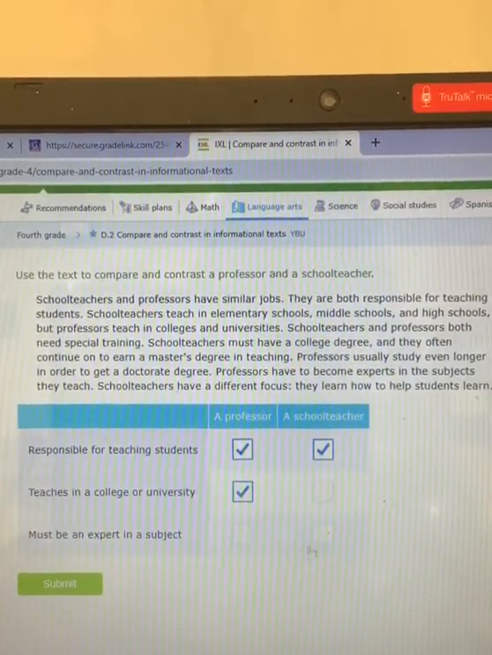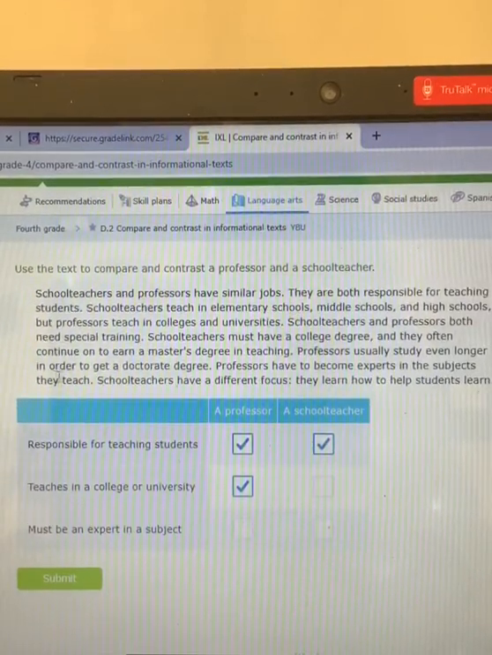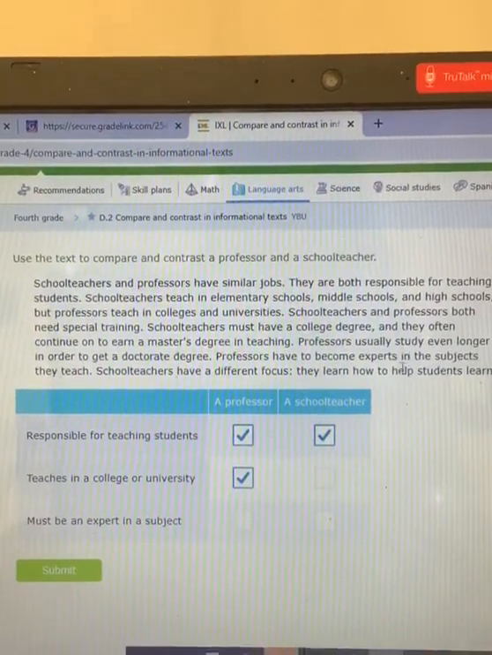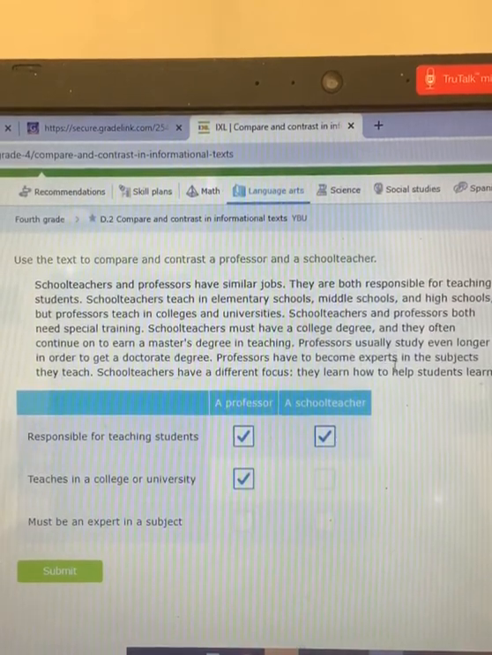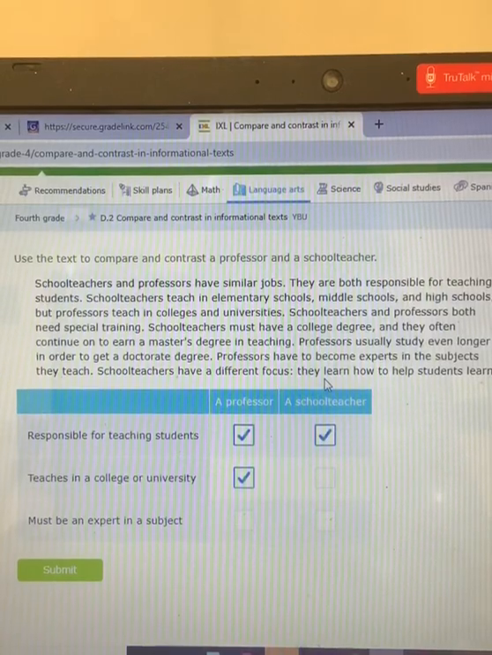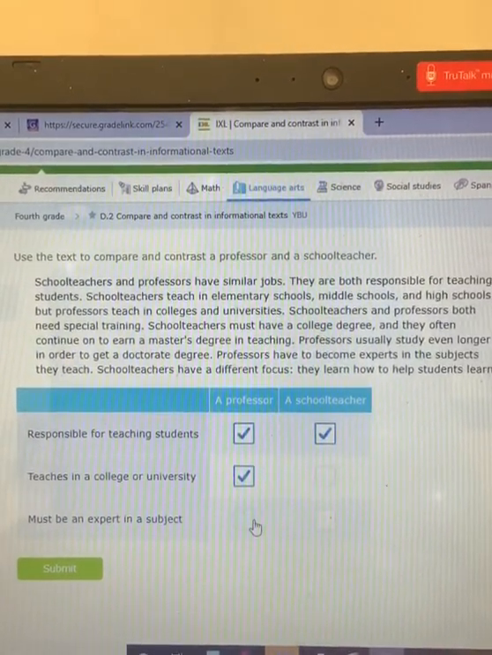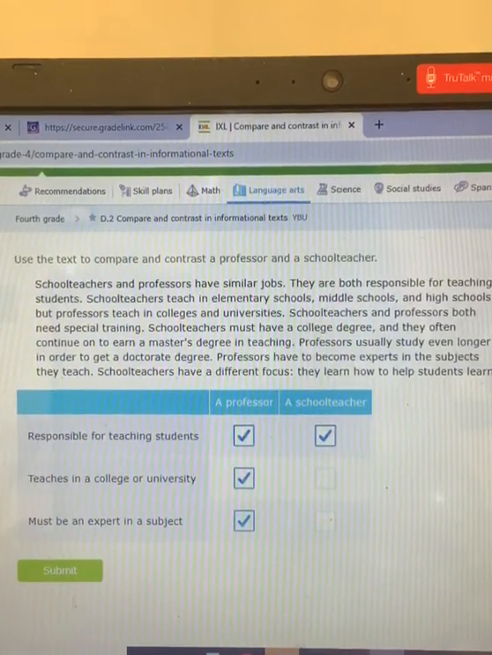They must be an expert in the subject. Professors have to become experts in the subject. School teachers learn how to help students learn. So that would just be the professor, okay?